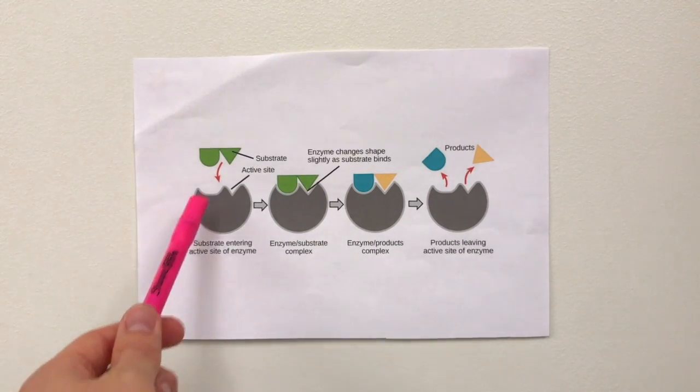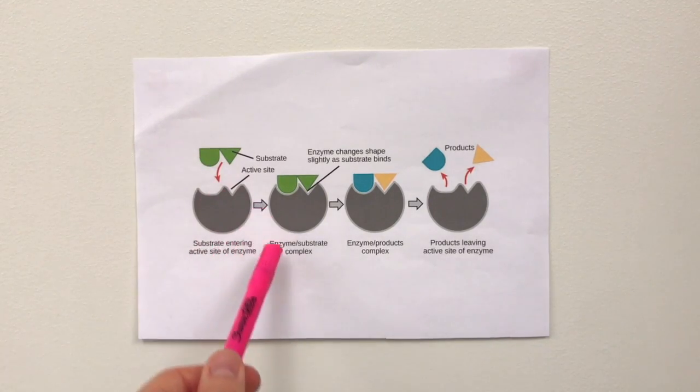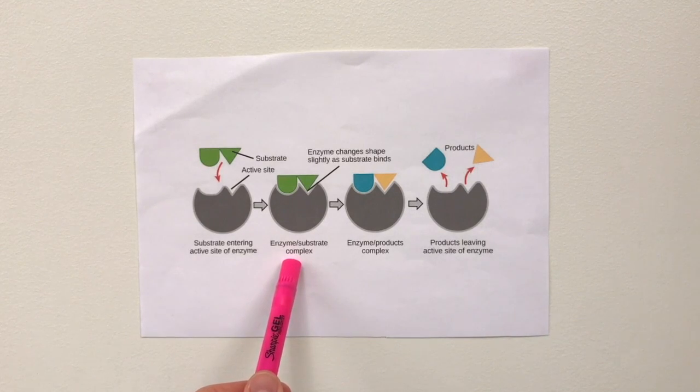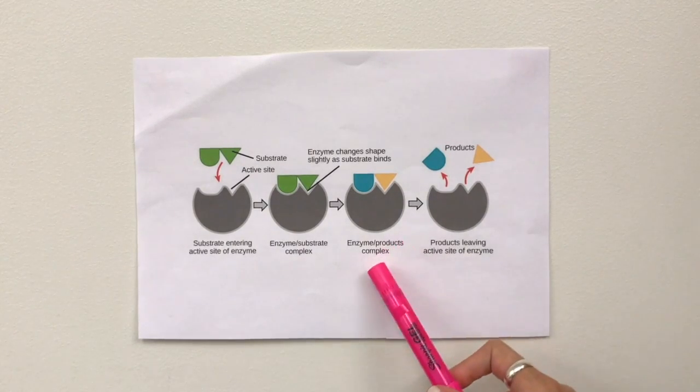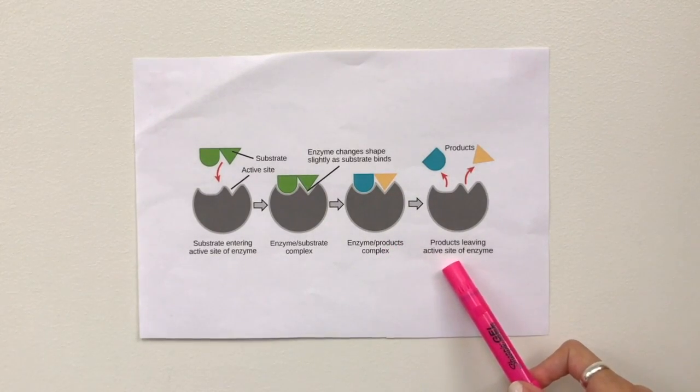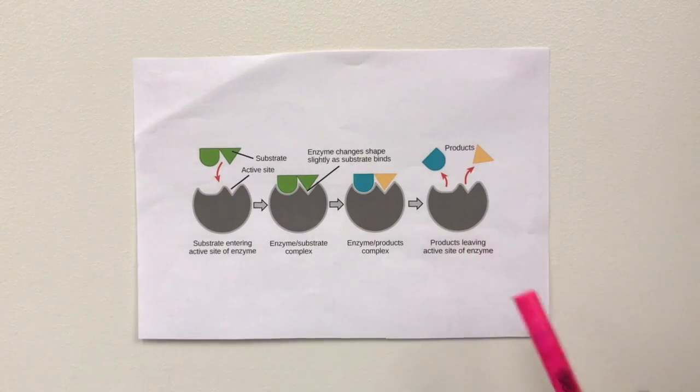Once the enzyme and substrates have bound together, they form what is called an enzyme-substrate complex. The enzyme then releases the product or products of the reaction and is ready to receive a new pair of substrates to start the process all over again.